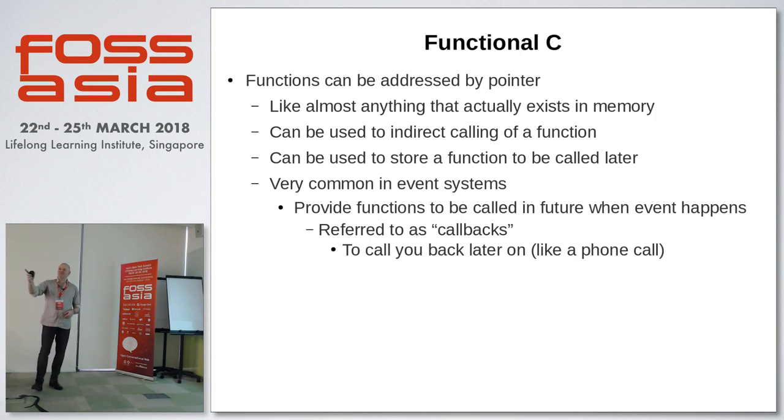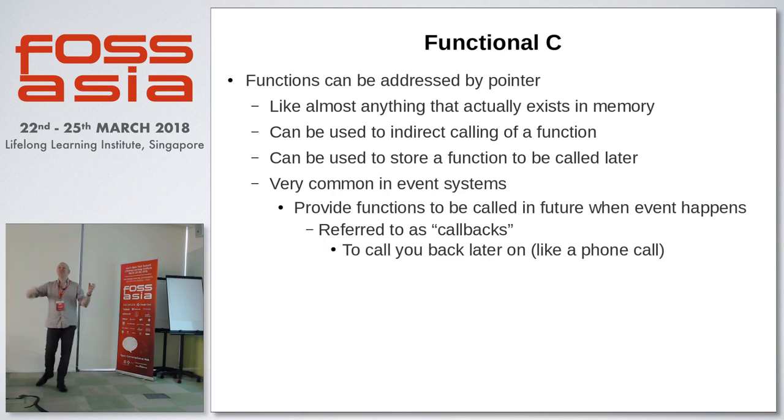You can do functions and address them by pointer. Functions are just addresses. They just live somewhere in memory. You can have the pointer pointing to a function. It just exists somewhere in memory. You say call whatever is here at this address. It's a good way to indirect things.